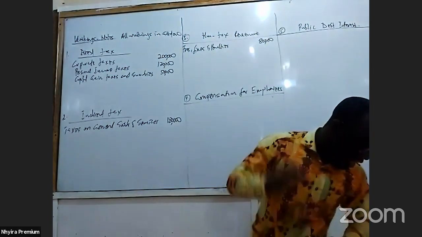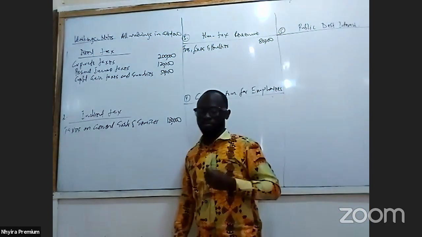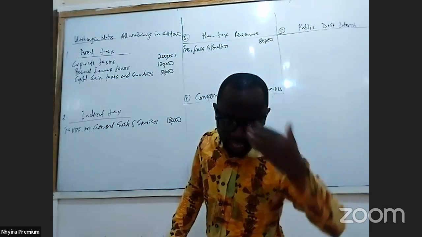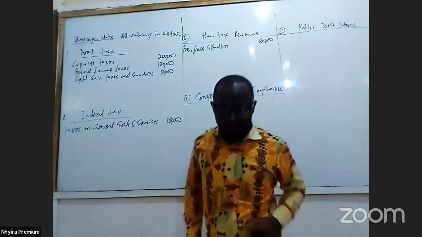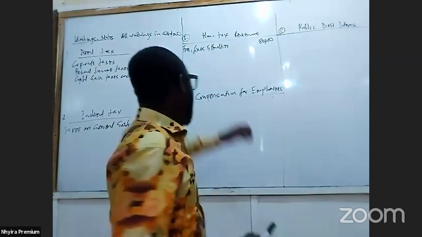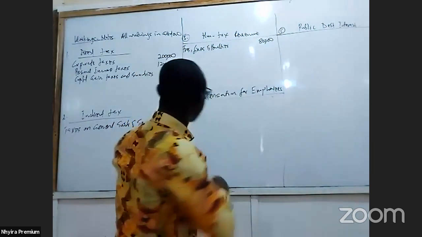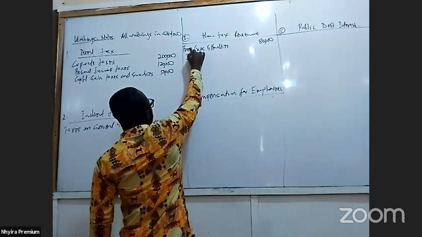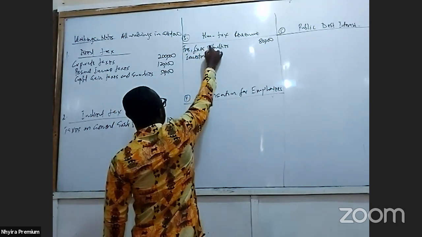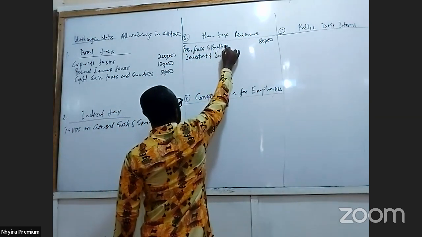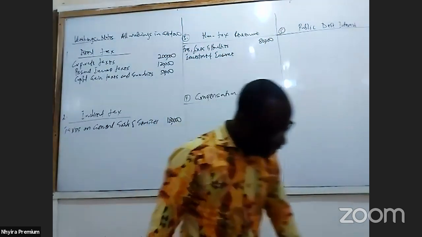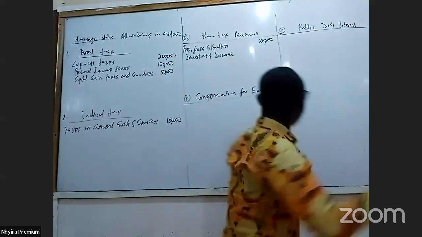Next one, investment income. That is also a revenue that the government is receiving, and it's a tax, non-tax what? It's a non-tax revenue. So investment income, and that is giving us an amount of 20K.